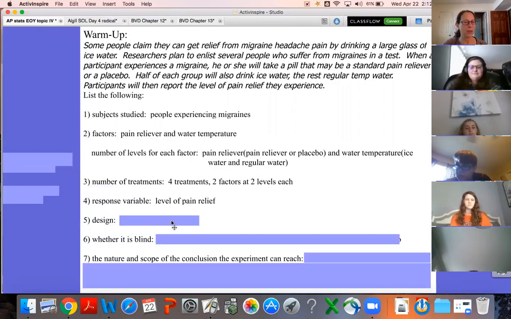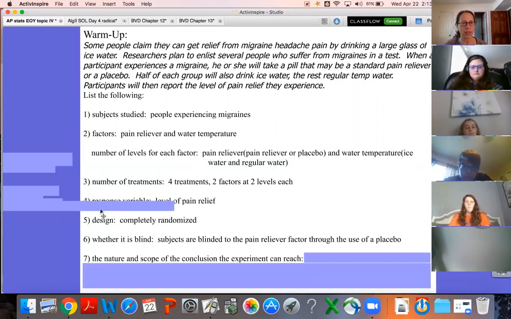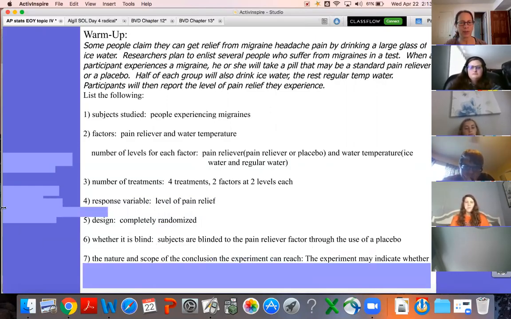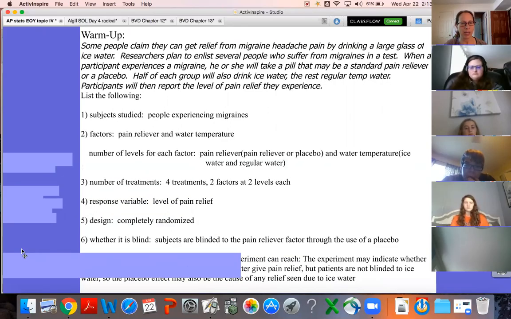And so the design would probably be completely randomized, unless we have men and women, and then we may want to block by that. Is it blind? Well, yeah, the people getting the placebo can't know that they're getting it. So it's definitely single blind, and it could possibly be double blind. And then the nature and scope of the conclusion. The experiment may indicate whether ice water in addition to pain relievers can help.